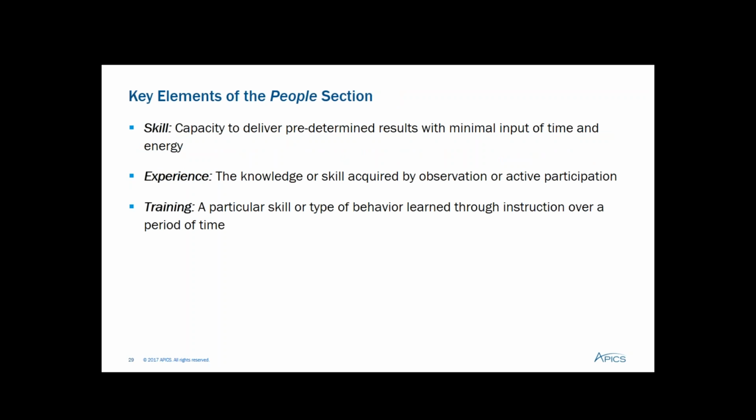SCOR people is composed of 3 commonly accepted elements: skills, experience, and training. Skill is the capacity to deliver predetermined results with minimal input of time and energy. An example of a skill would include such things as master scheduling, import-export regulations, production planning, and risk mitigation.